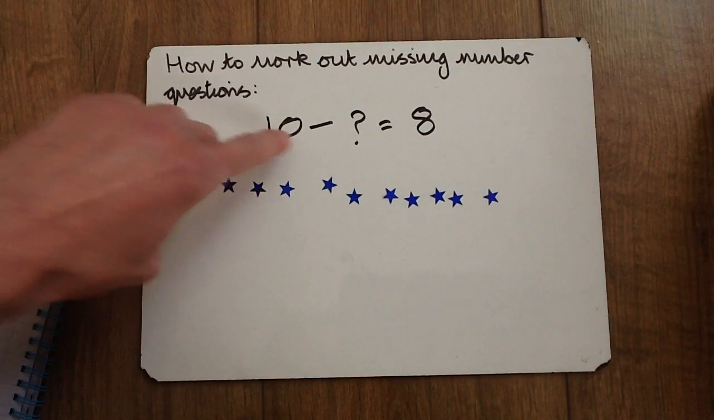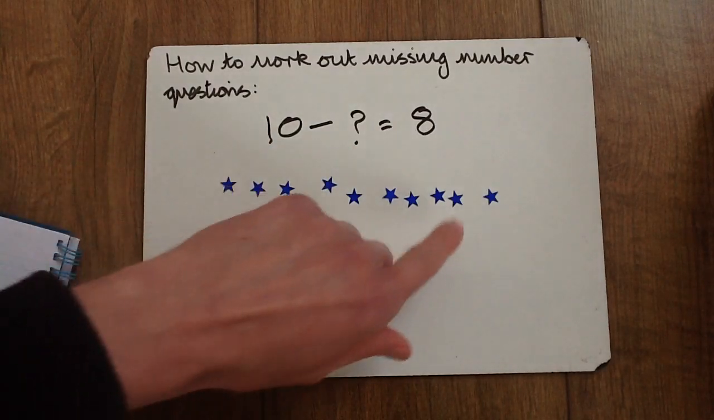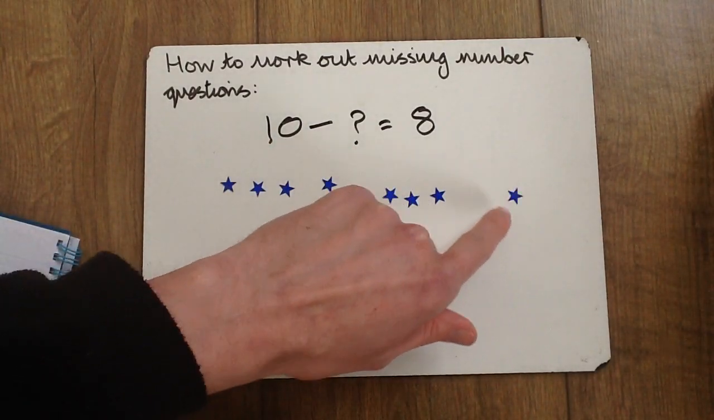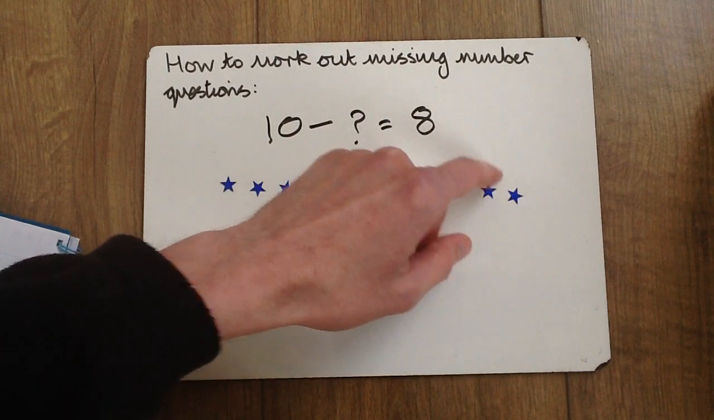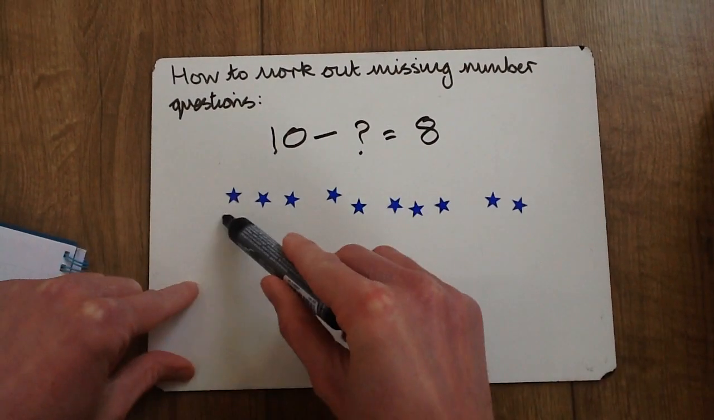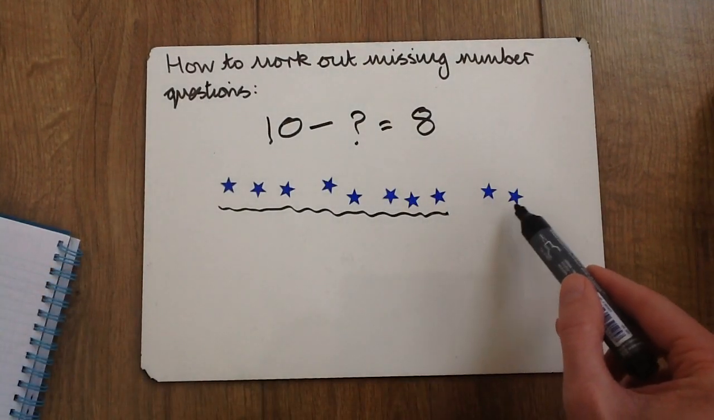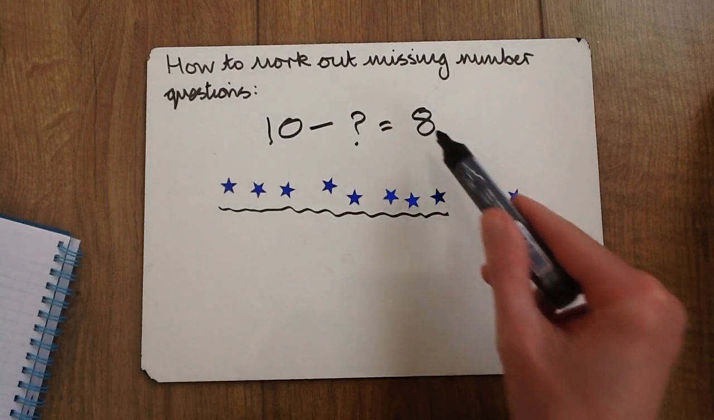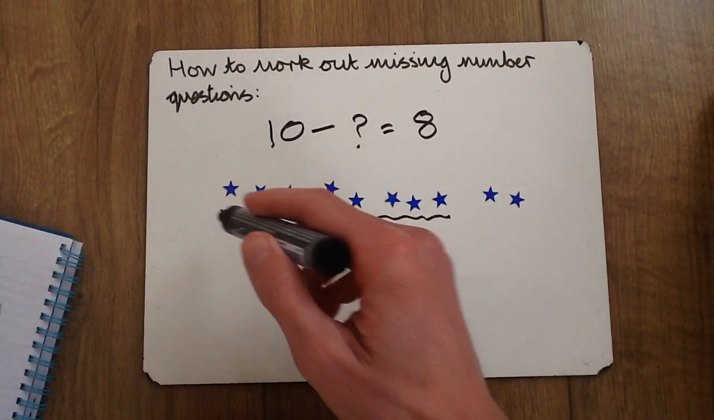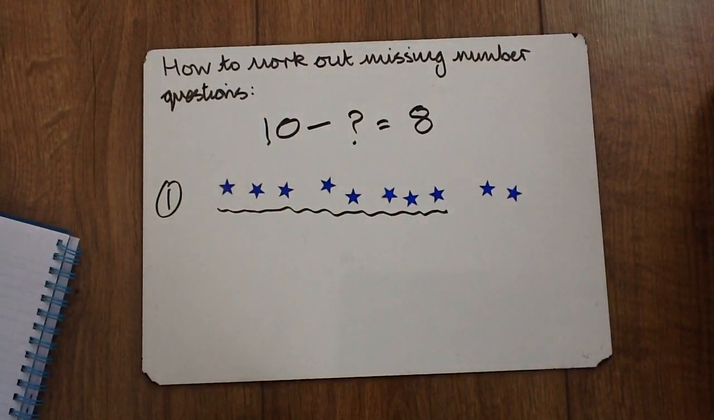So I've got 10 stars. I want to take away something, which will leave me with 8 stars. So I know that here are my 8 stars. And I've got to take away 2 of the 10 stars to leave me with 8 stars. So that would be my first suggestion, is to actually make the sum.